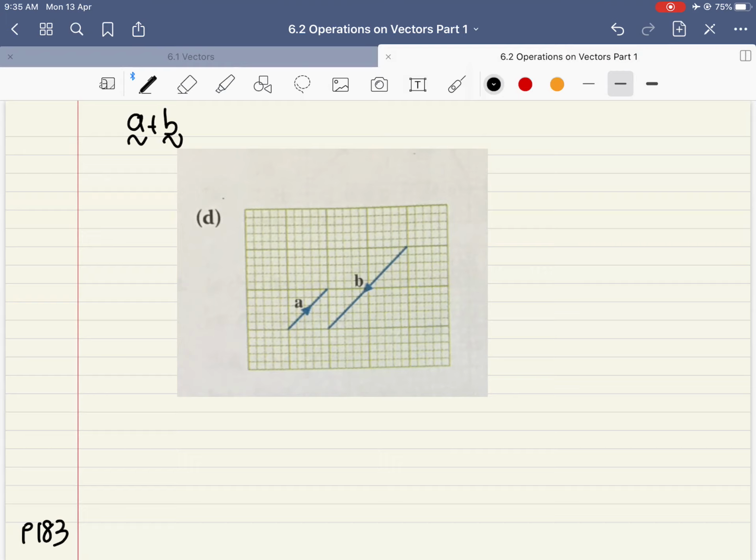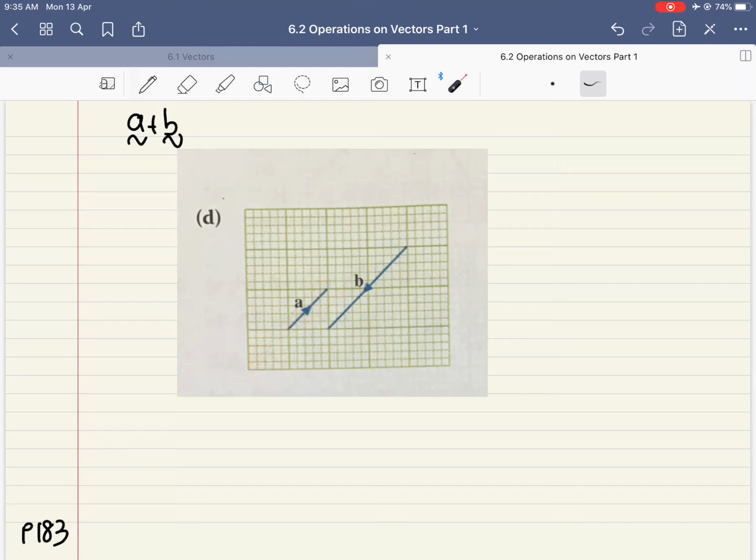Now for part D, A plus B. This one is a bit tricky, so let me just help you here. A plus B works like this. First, I will draw the vector A. So vector A, I start from here, I end here. Then vector B will move downwards, down and down like this.